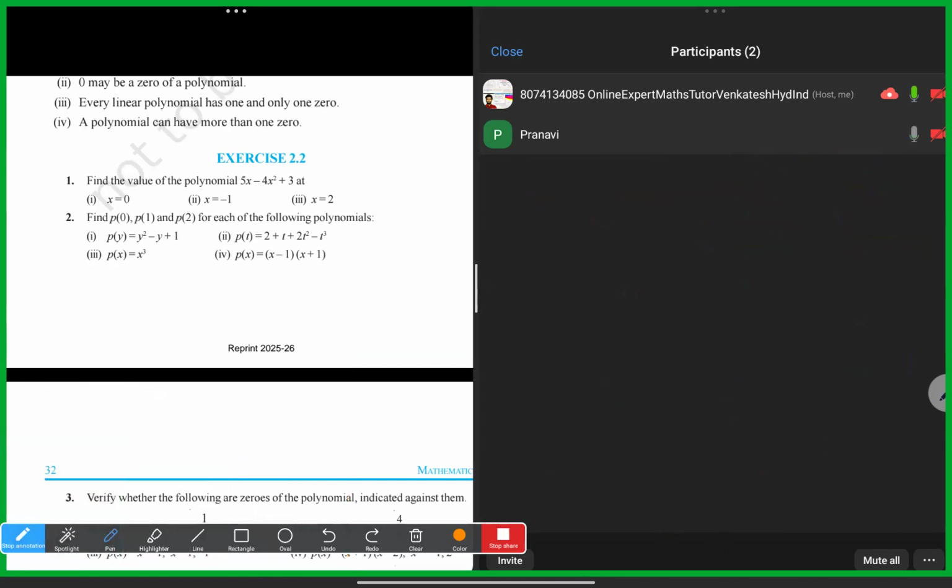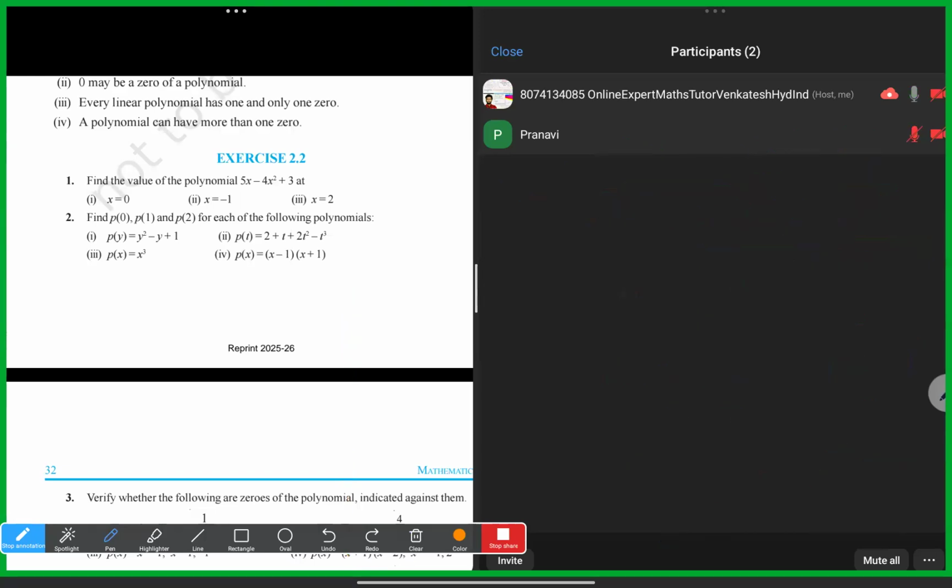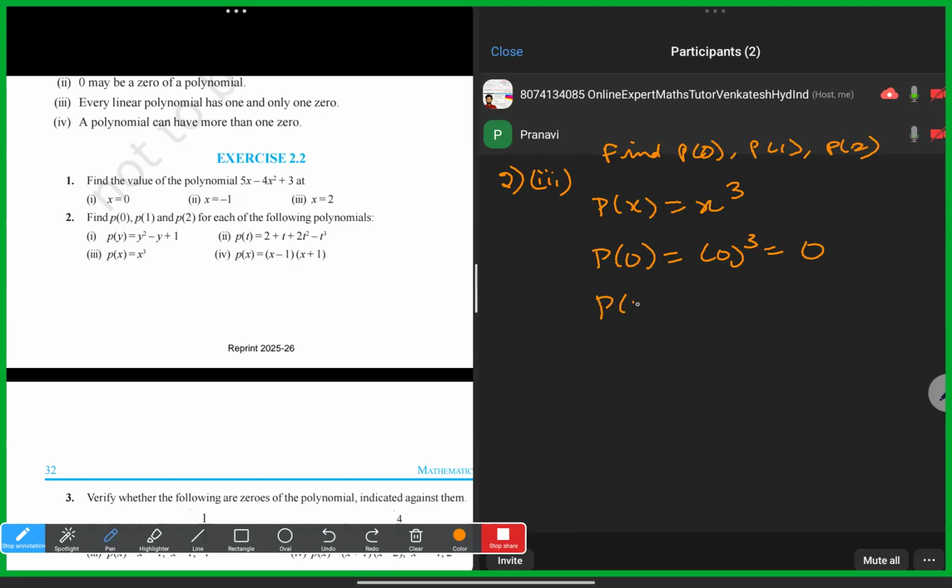So second question, third bit. I deleted it. Yes, sir. So find P of 0, P of 1, P of 2. So third one, P of x is given as x square plus x cube. So P of 0 will be 0 plus 0. Then P of 1 is 1 plus 1, which is 2. P of 2 is 4 plus 8, which is 12.